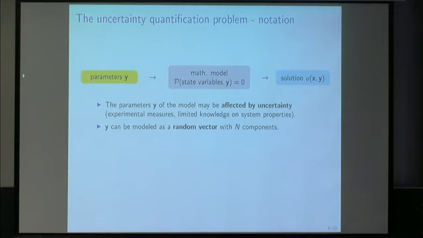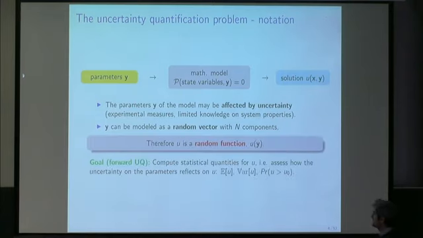And, of course, I can collect them in a random vector. In my talk, capital N denotes the number of components of this random vector. So I'm dealing with capital N random parameters. And as a consequence, U is a random function. It's an implicit random function because I don't know its analytic expression. I know the values of U of Y only through a PDE solver.